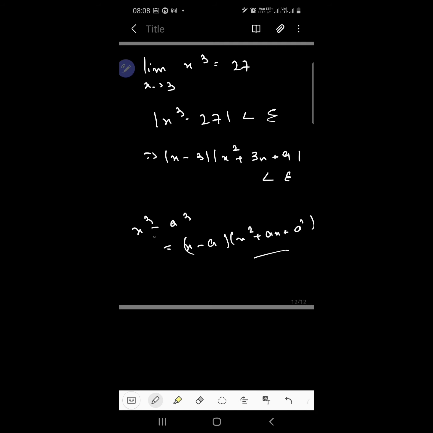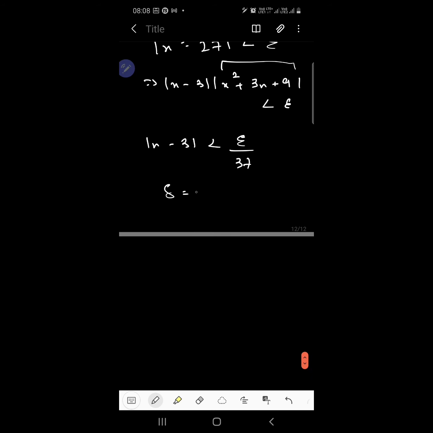Okay, so after doing this, what you need to do is the same method which we earlier did. Here x tends to 3, so the maximum value of x can be 4. So putting x equals 4 here, you get 16 plus 12, 28 plus 9, 37. So this becomes your ε over 37, and then take that δ equals ε over 37 and go on with the proof. That's it.